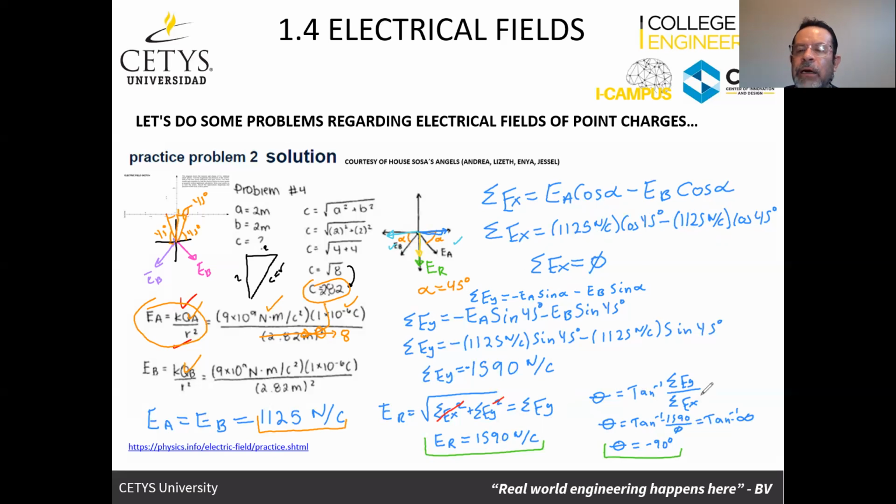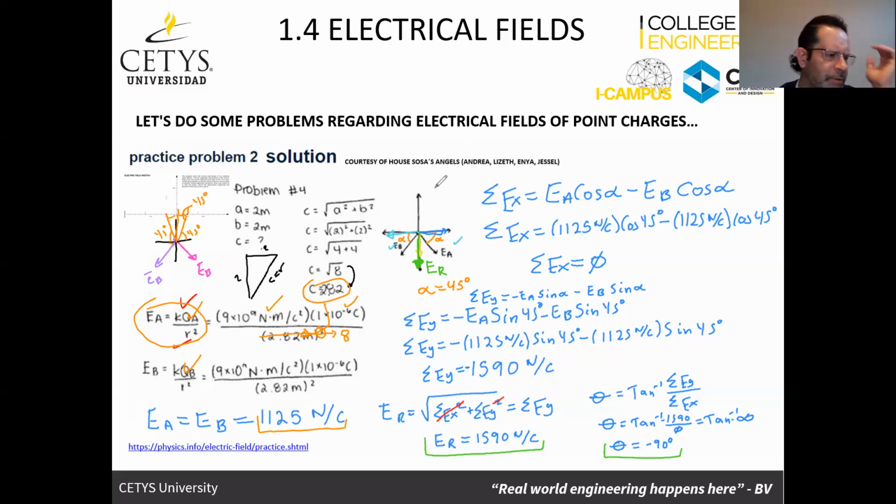If we calculate the angle, since the electrical field in X is 0, that would give us the inverse tangent of infinite. The tangent of infinite means that it's directly aligned with the vertical axis, which means that it's going directly downward. So both of these are going to combine, and in the end, what we're going to have is an electrical field going downwards here. So it's going to have an angle of minus 90.